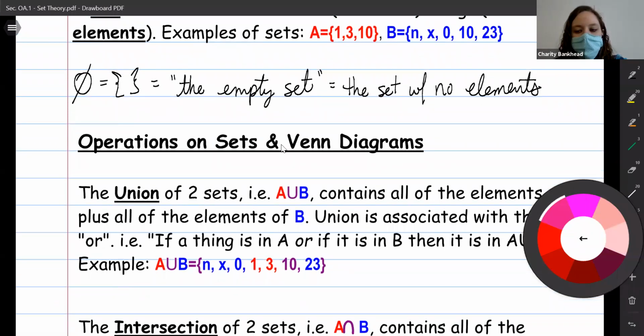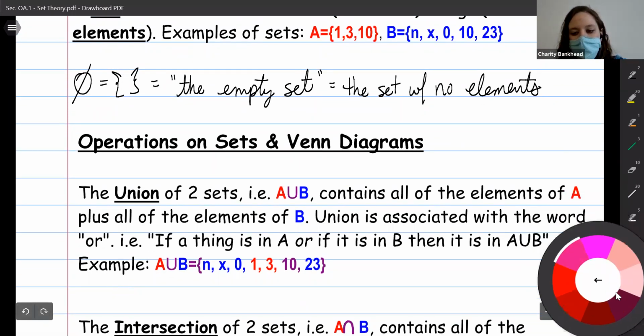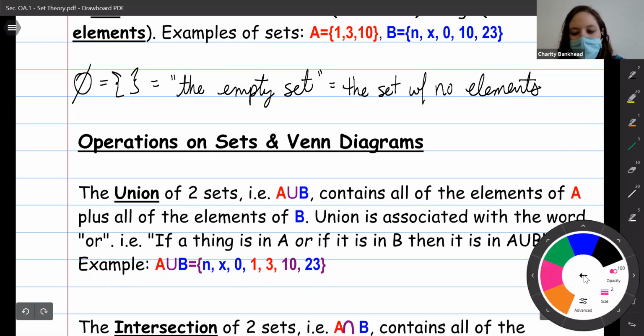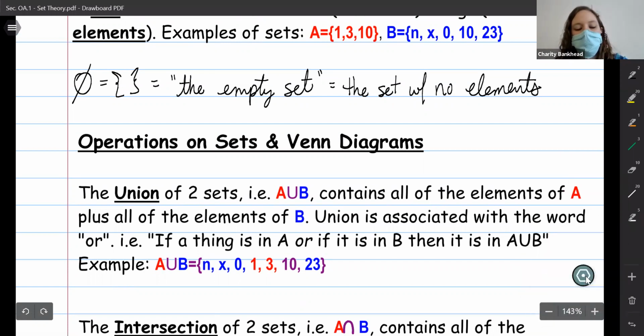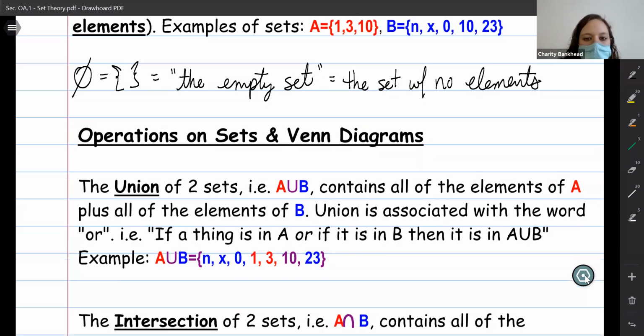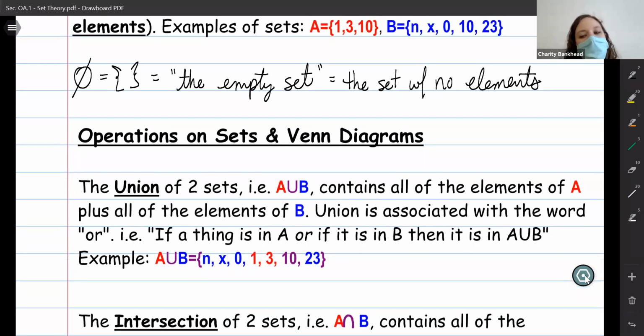The union of A and B is when you take all the elements of A and all the elements of B and lump them together into one big set. Kind of like when two people get married and she brings all her junk and he brings all his junk, and then it's one big pile of junk. Union is also often associated with the word "or," like we just saw in the last section. So if something is in A or B, then it's in the union.